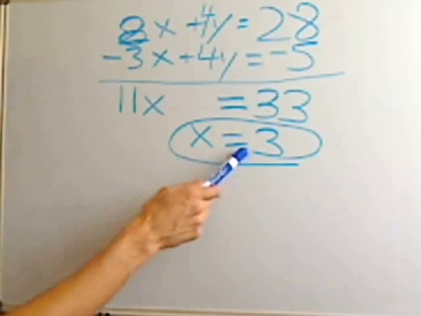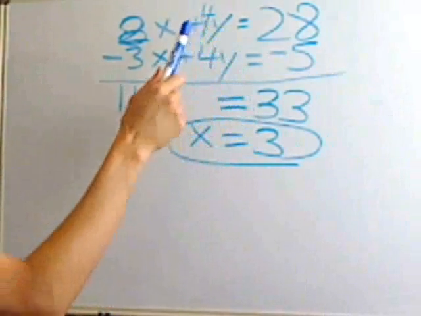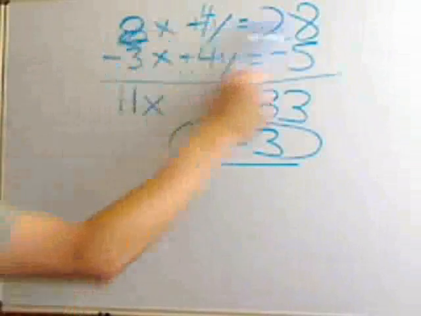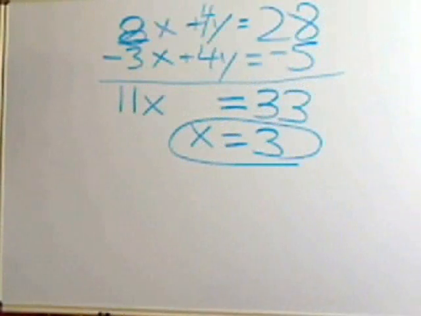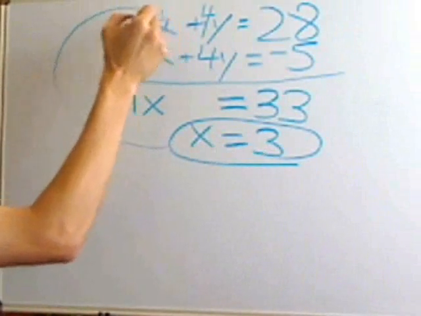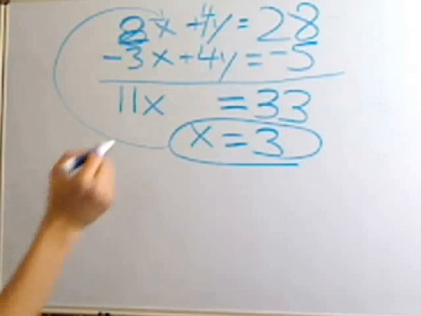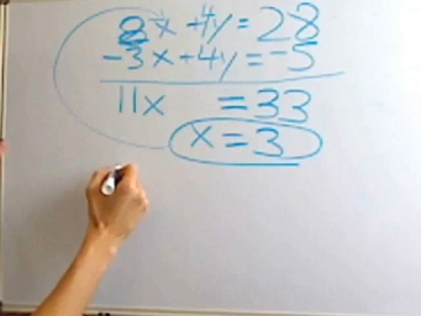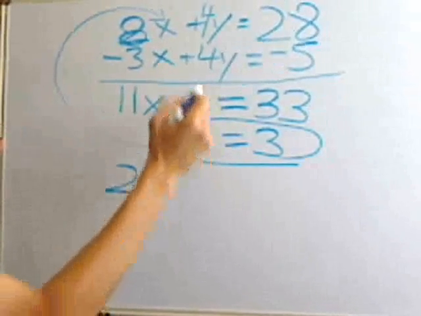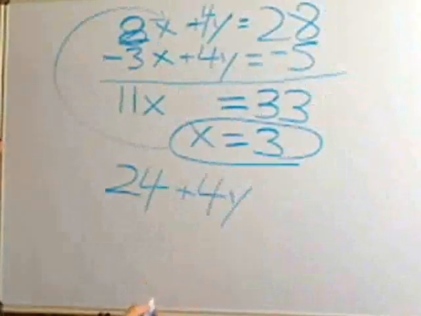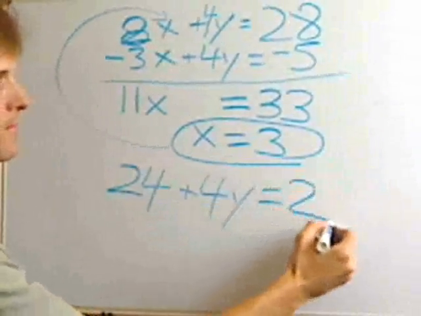And to do that, we need to plug x equals 3 back into one of these two equations. It doesn't matter which one. I'm just going to go ahead and plug it into this one here, this 8x plus 4y equals 28. So we plug this x equals 3 into there. We have 8 times 3. Okay, 8 times 3 is 24 plus 4y, and that equals 28.